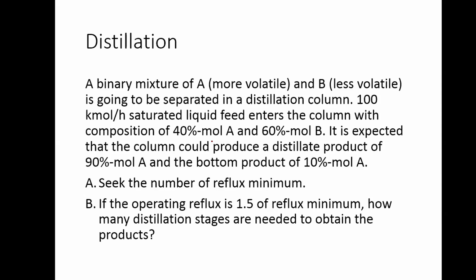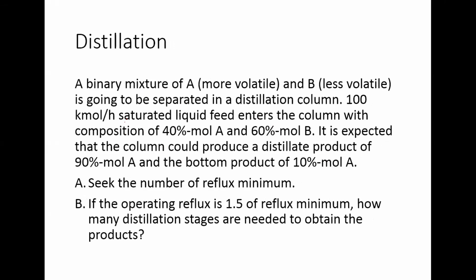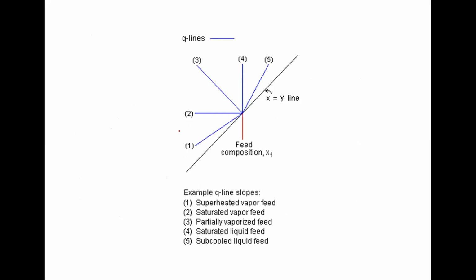Okay, so here the feed is saturated liquid, right? Saturated liquid feed, with a known composition of 40% A and 60% mol B. Then we can get the q line from this data, right? I think it is in the module, you can find it. So the q line for a saturated liquid is number 1. It is going downward. Why?